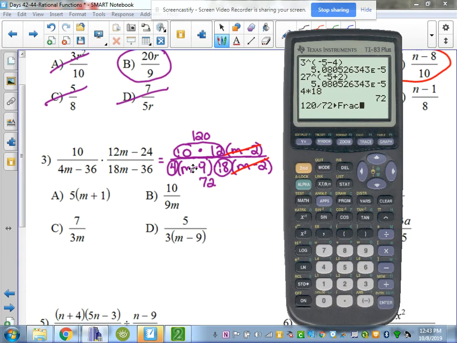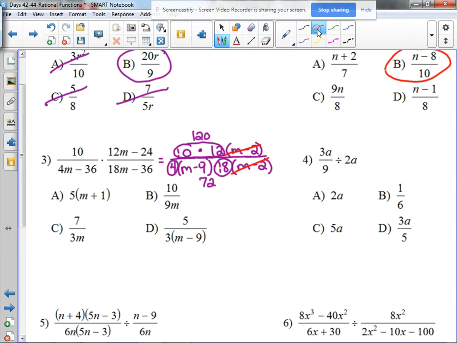D, because it's the only one that's got an m minus 9 in the denominator. So this should simplify to 5 over 3. It does. Okay, it does simplify to the 5 over 3. 120 over 72 is the 5 over 3, and the m minus 9 is in the denominator.